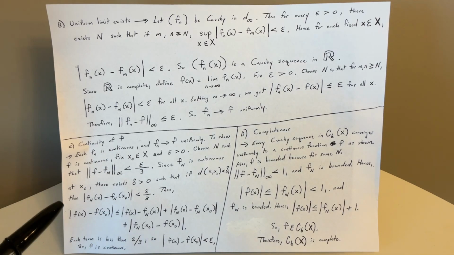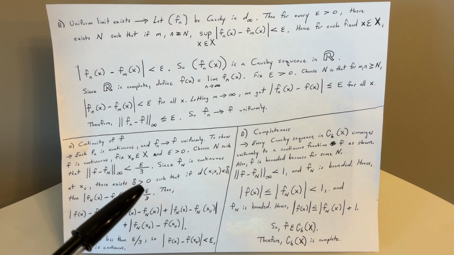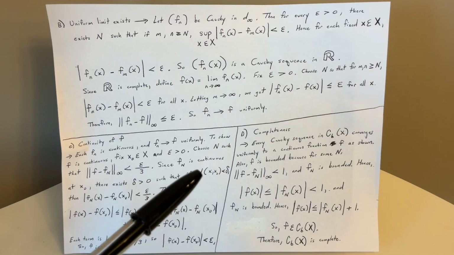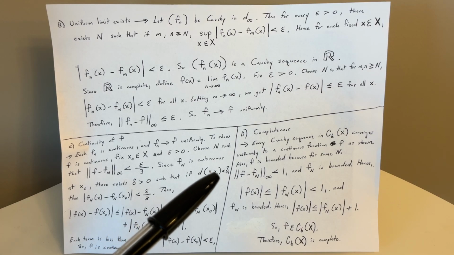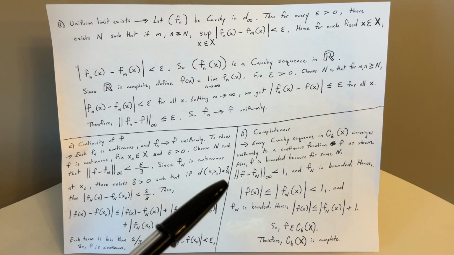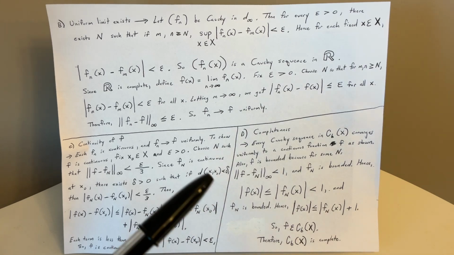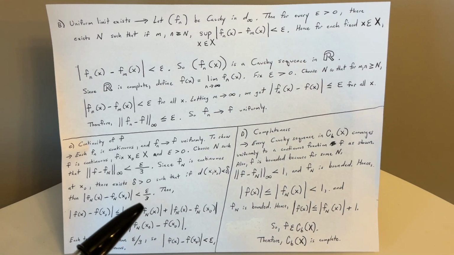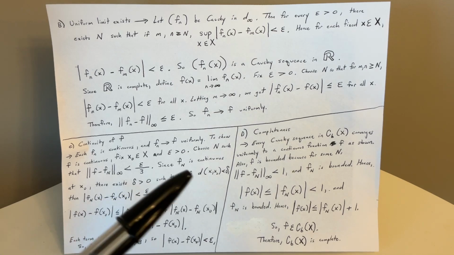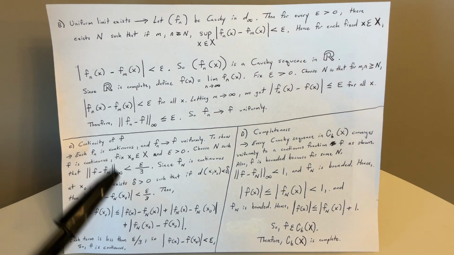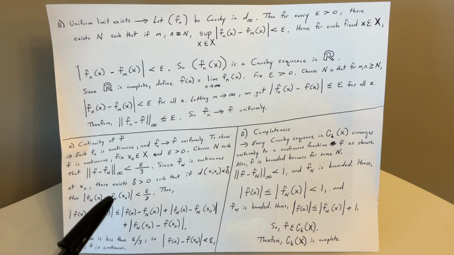Since f sub n is continuous at x naught, there exists delta greater than 0, my apologies for that delta being poorly drawn, such that if d of x, x naught is less than delta, then the absolute value of f sub n of x minus f sub n of x naught is less than epsilon over 3.